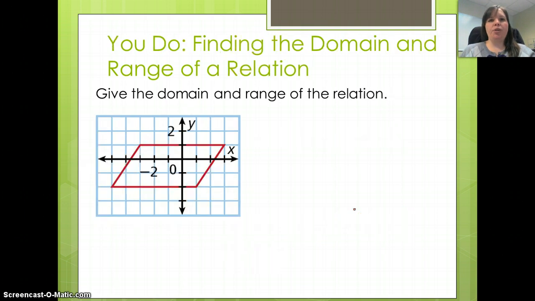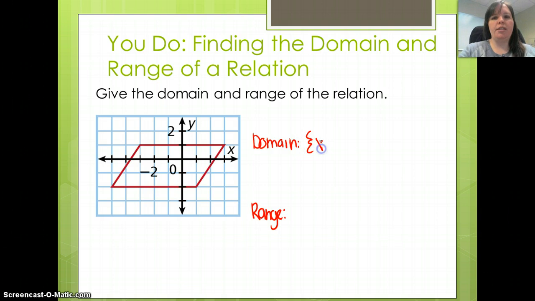So I want you guys to try this one. And again, this is a problem we saw in class today. Give me the domain and give me the range. So the domain, if you haven't paused it and tried it, again, what possible x values do you see?